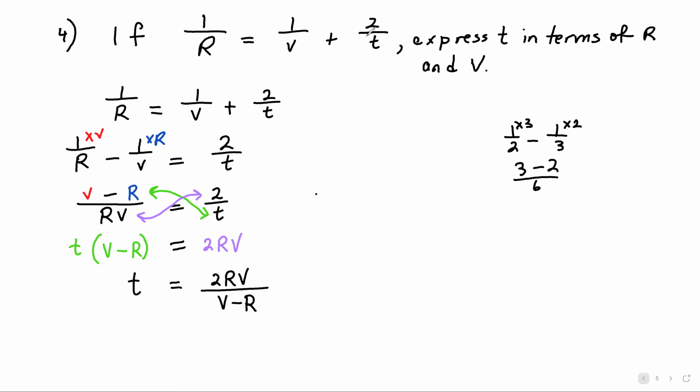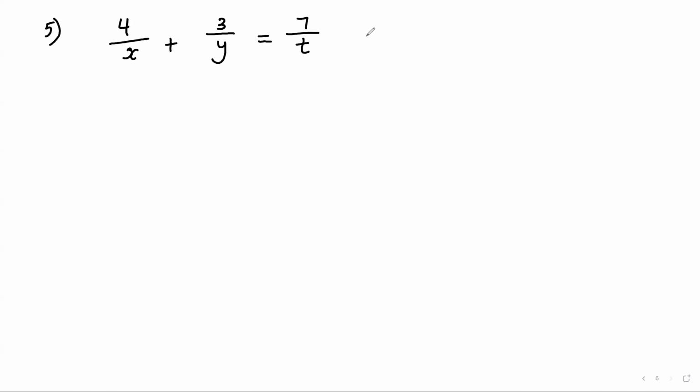All right, the next one is 4 over x plus 3 over y is equal to 7 over t. And we need to make t the subject. So this one is very much like the last one, almost the same actually. The question literally says express t in terms of x and y. That means to make t the subject, right?